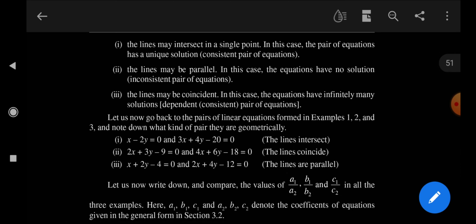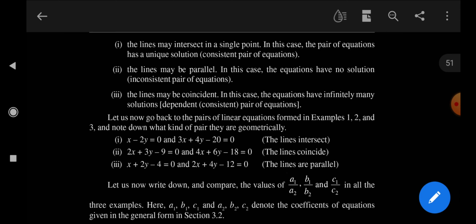Number one, the lines may intersect in a single point. In this case, the pair of equations has a unique solution, a consistent pair of equations. Number two, the lines may be parallel. In this case the equations have no solution, an inconsistent pair of equations. Number three, the lines may coincide. In this case, the equations have infinitely many solutions, a dependent, consistent pair of equations.